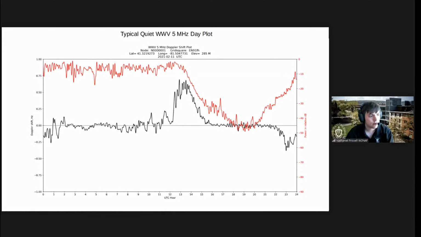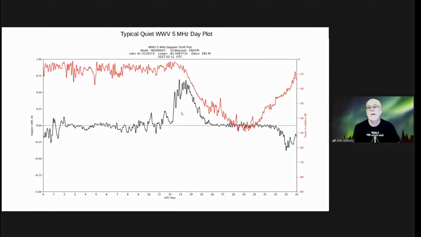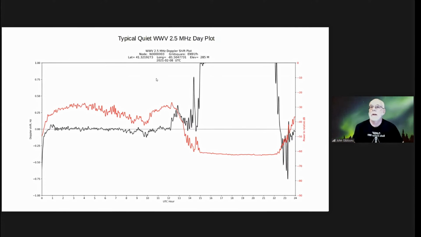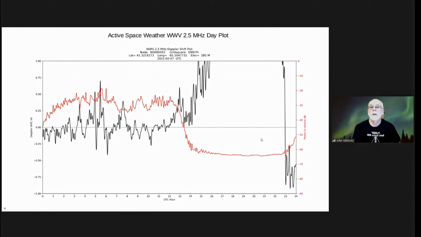This here is for 5 megahertz. You see it as a nighttime band and then it dissolves during the day. And we go back to this, and 2.5 is also a nighttime band and it dissolves during the day.